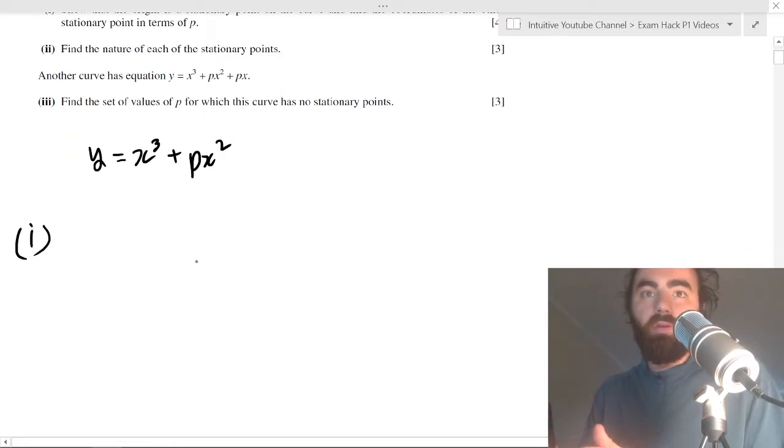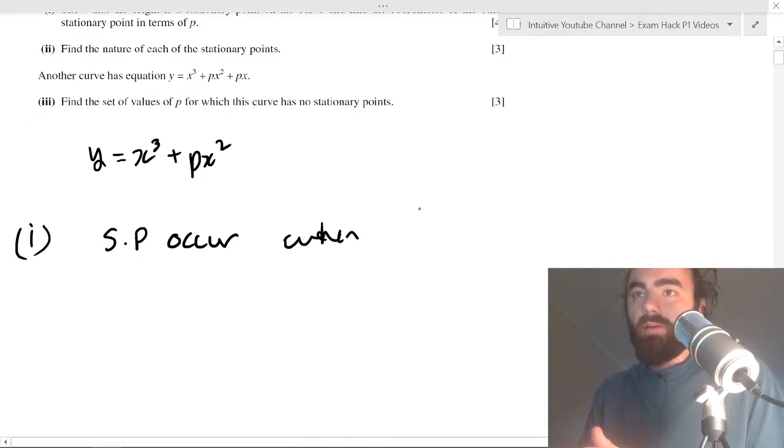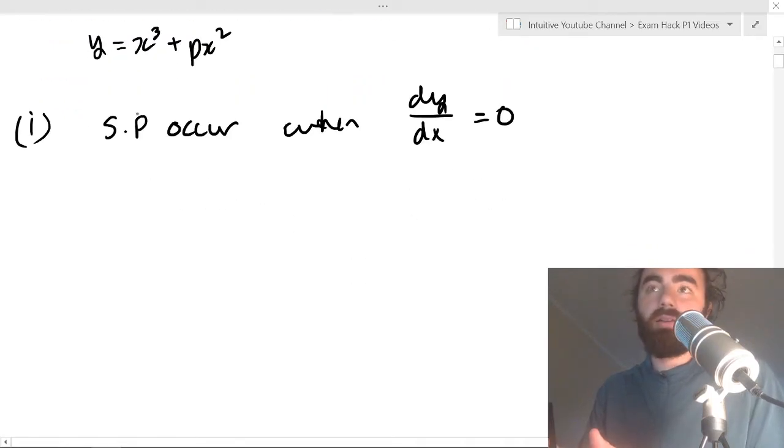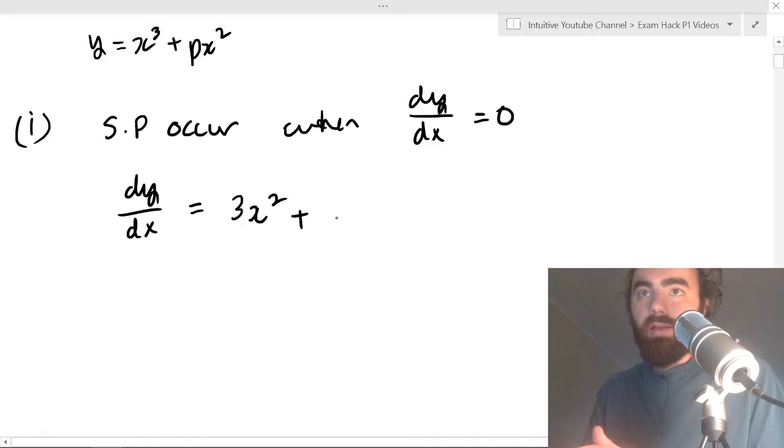Well, you've seen this a lot. Stationary points occur when dy by dx equals 0. Well, let's find the derivative of this curve. dy by dx of this curve is going to equal 3x squared plus 2px. And so we need to figure out, where does that equal 0?